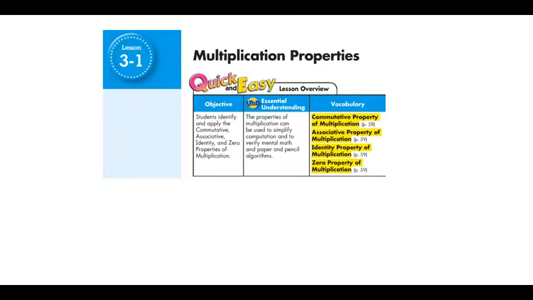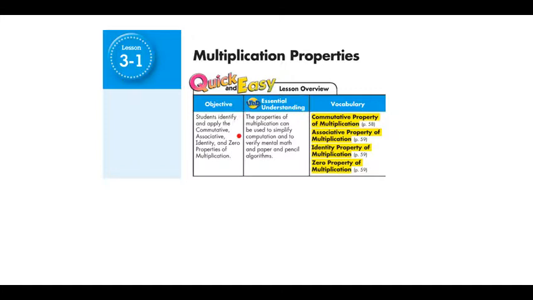Hey guys, this is Topic 3, Lesson 1, Multiplication Properties. Today we are going to identify and apply the commutative, associative, identity, and zero properties of multiplication.